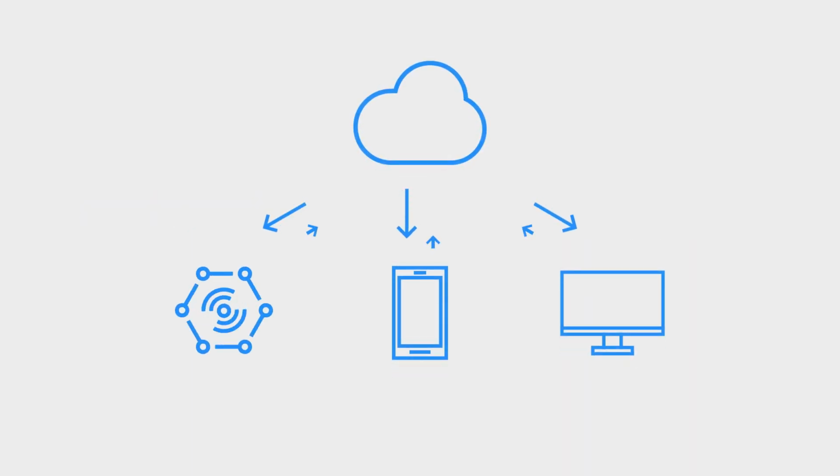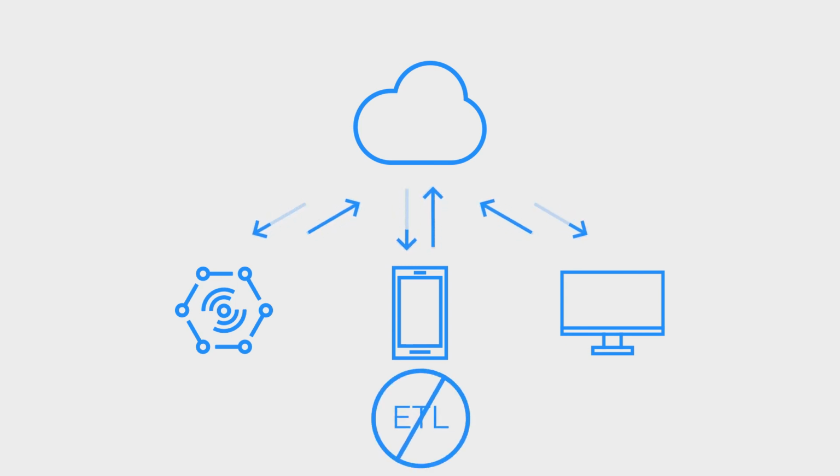Because Actian Zen has the same underlying file formats, there is no ETL when sending data to and from devices, gateways, and back to the cloud.